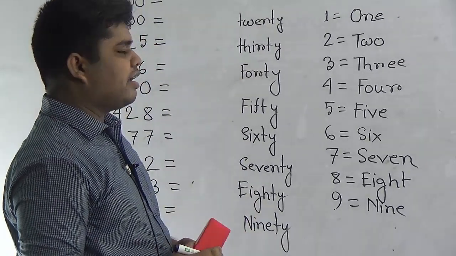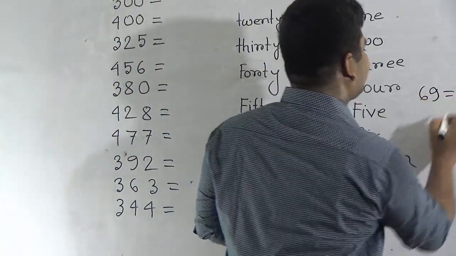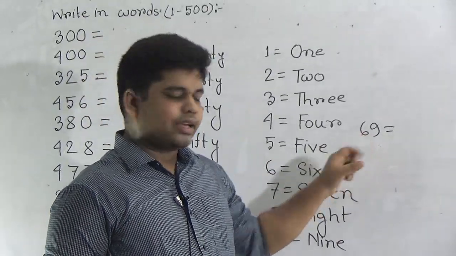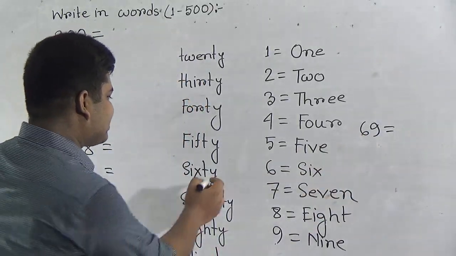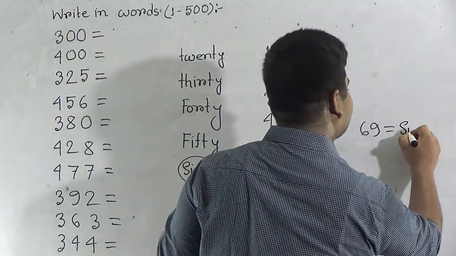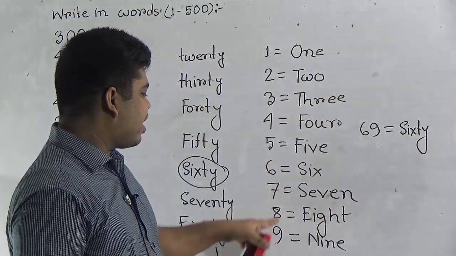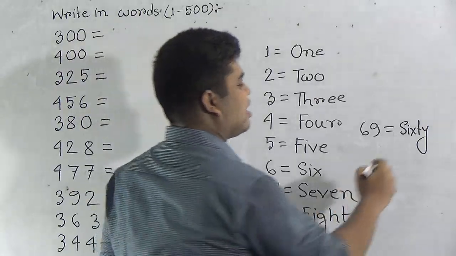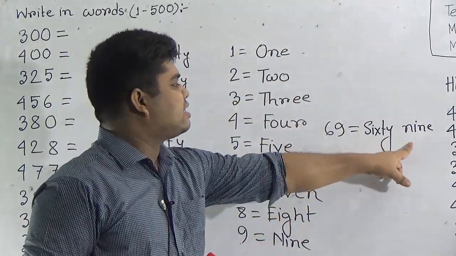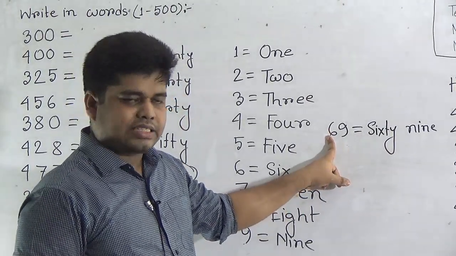Now, if I ask you to write 69, then what will be the spelling? The spelling will be 60. You have already memorized this. That means you write 60, and 9. That means here you write 9. We write this because it has two places. This is ones place and this is tens place.